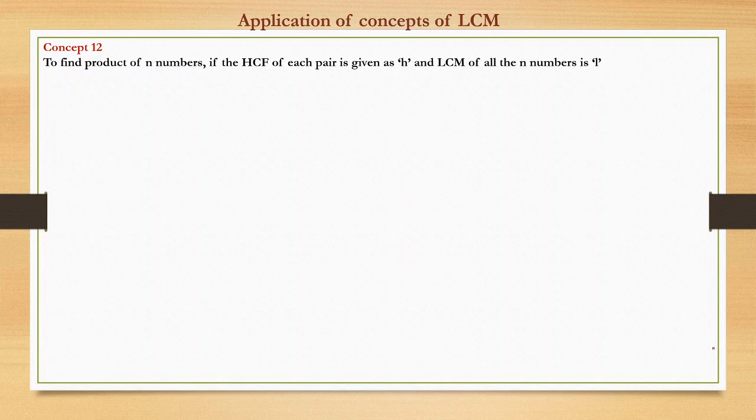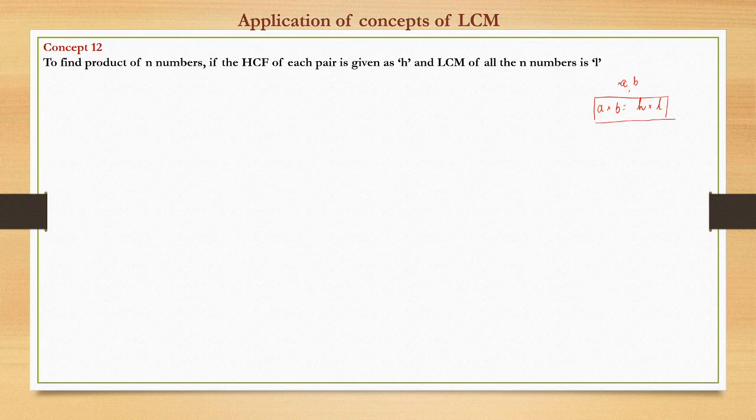Now, this concept we have seen earlier when we looked at two numbers. We know the product of two numbers is the same as the product of the HCF and the LCM of those two numbers. So for two numbers a and b, a into b can be given as HCF of a, b into LCM of a, b. This concept we have seen, but this was only true for two numbers.